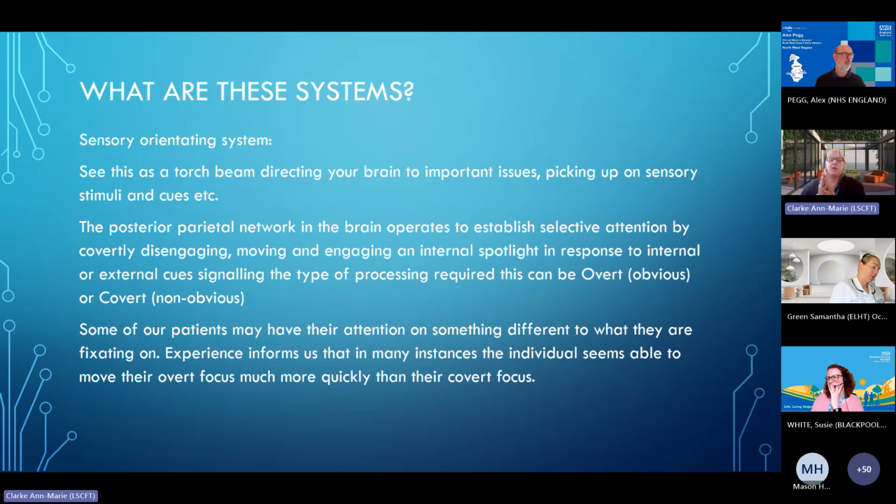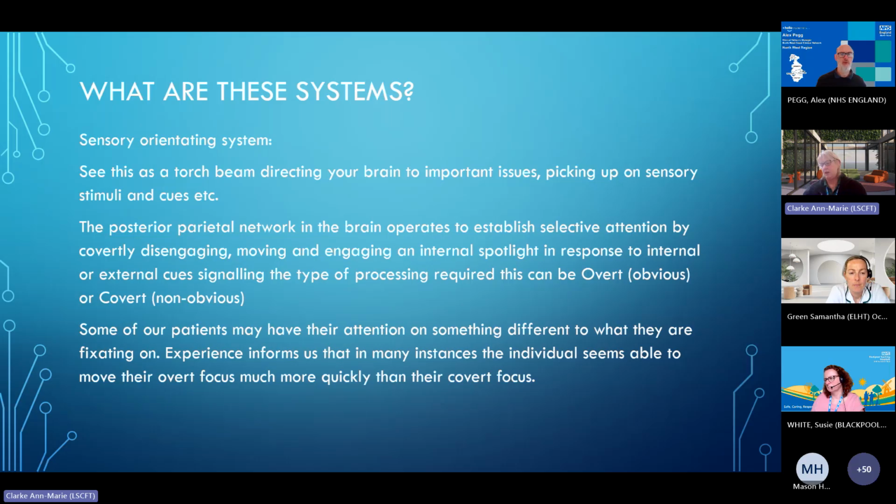If you think about your sensory orientating system, you've got to imagine this as a bit like a torch beam. It directs your brain onto what the important issue is at that point in time. And that's done through picking up on sensory stimulus and cues. And that's part of your posterior parietal network in your brain. It establishes selective attention by covertly disengaging, so consciously disengaging from one thing and moving and engaging that internal spotlight to a response from either an internal or an external cue, and then helps you to process.